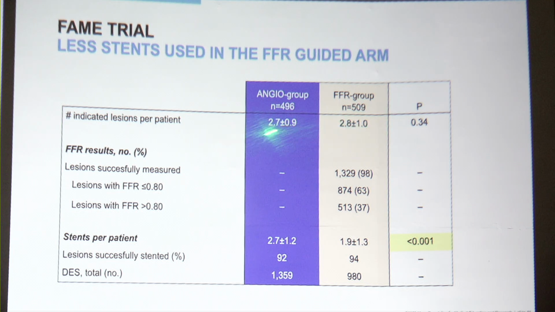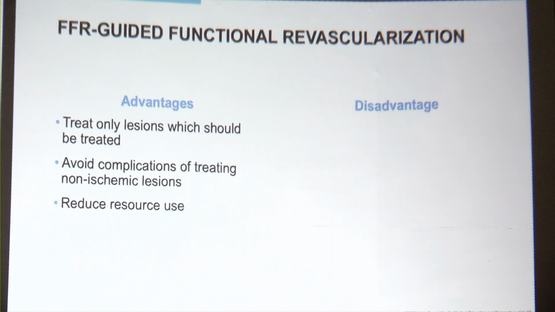Same number of lesions, 2.7, 2.8, but the number of stents used was much less, reduced by 1 stent per patient. So this is why pressure wires are cost effective. The reduction in stent use makes up for the cost of the pressure wire. So in summary, the advantage of using physiology is that it treats only lesions that should be treated.